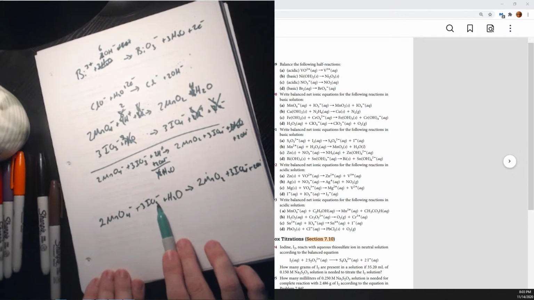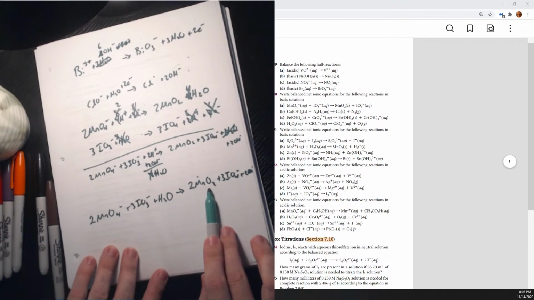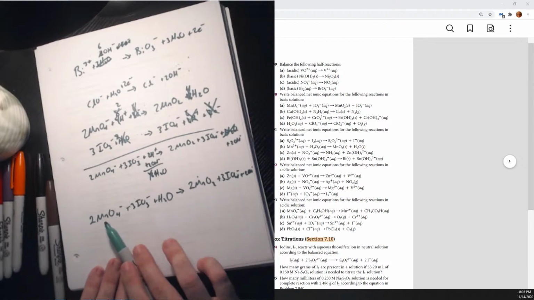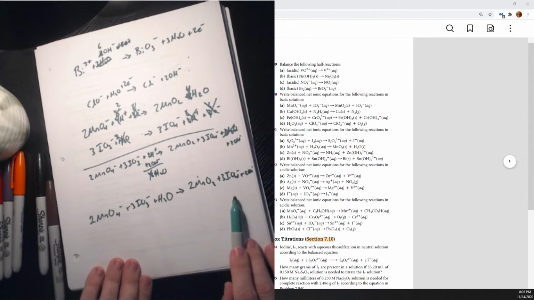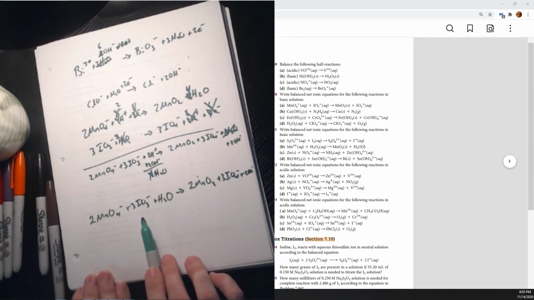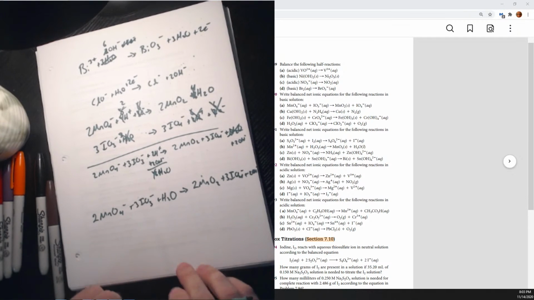8 plus 9 makes 17 plus 1 makes 18 oxygen. 4 plus 12 is 16 plus 2 makes 18 oxygen. 2 hydrogen, 2 hydrogen. Total charge is -2, -3, for a total of -5. -3, -2 for a total of -5. Okay, everything works. That is balanced.